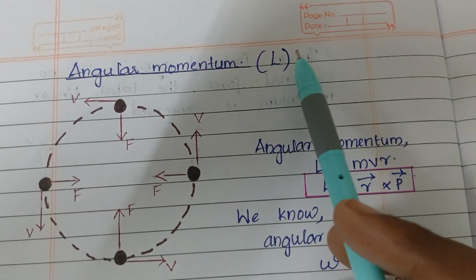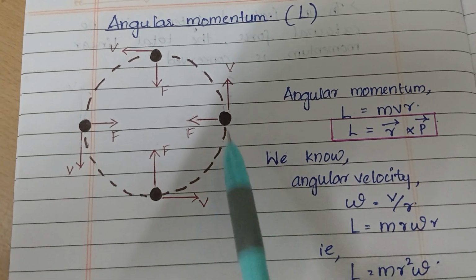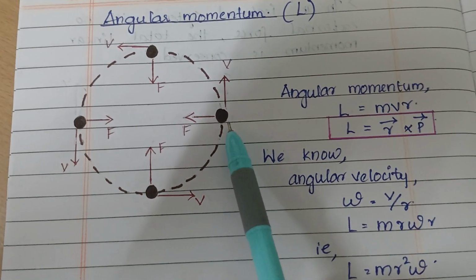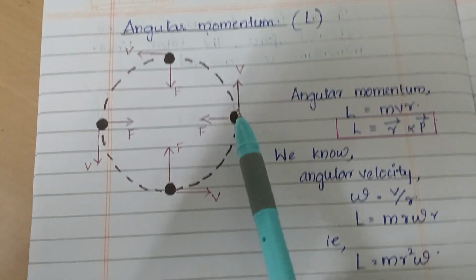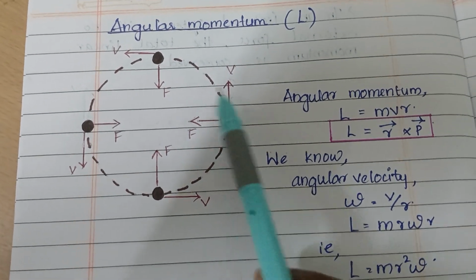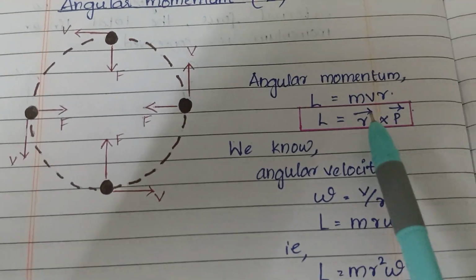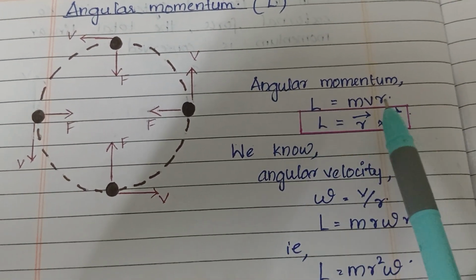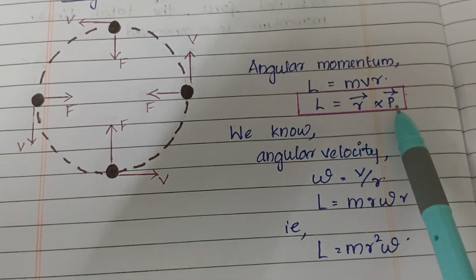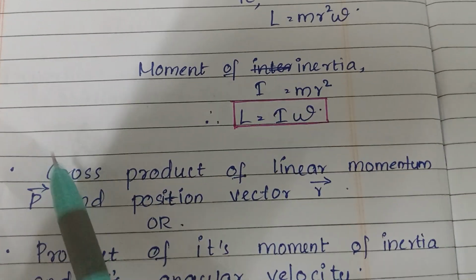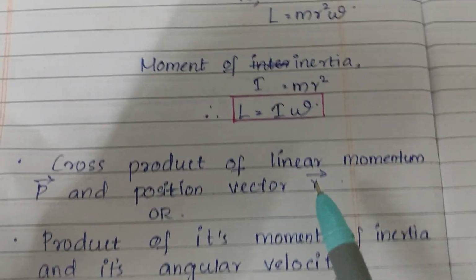Angular momentum is denoted by the letter L. Let us consider an object moving in a circular path or exhibiting circular motion with a velocity v, and this force will be centripetal force because it is traveling in a circular path. The angular momentum can be given as L is equal to mvr, where mv is the linear momentum, so L is equal to r cross p. It can be defined as the cross product of the position vector r and the linear momentum p.